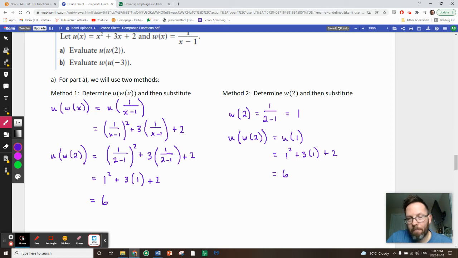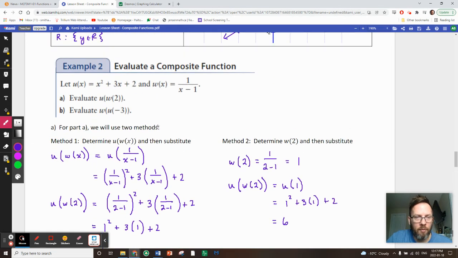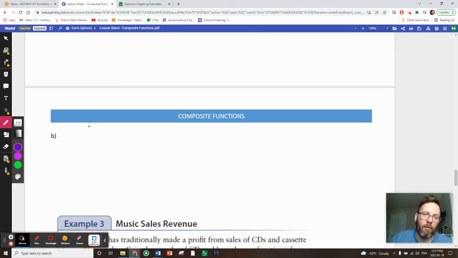For part B, I invite you to try either of those methods. I think for myself, I'm going to use our method 2 for part B. So let's dive in. We're doing w at u at minus 3. Might just write that down really quickly. W at u at minus 3. And maybe off to the side, what is u at minus 3? Well, let's find out that first.